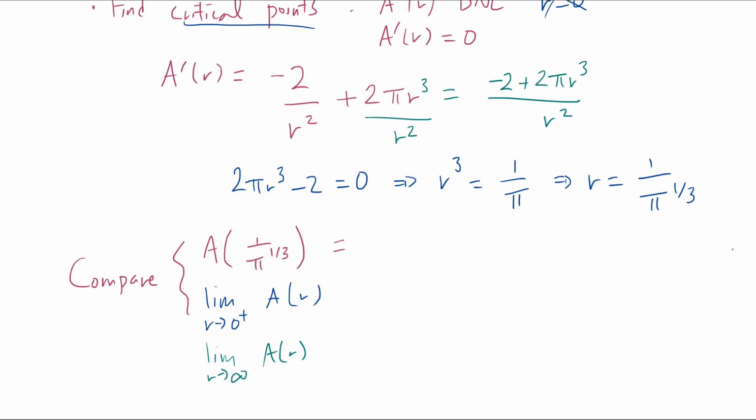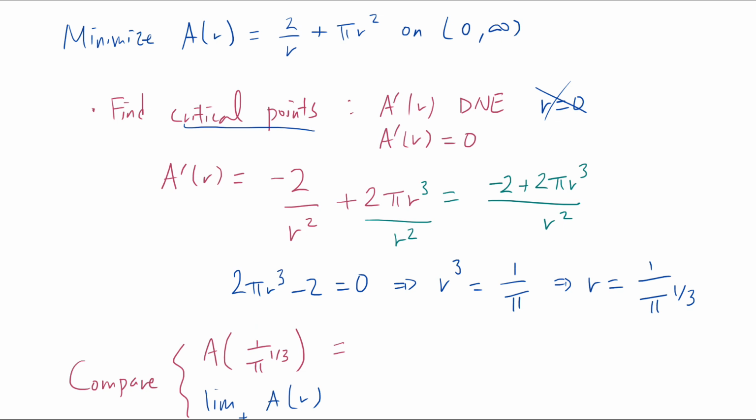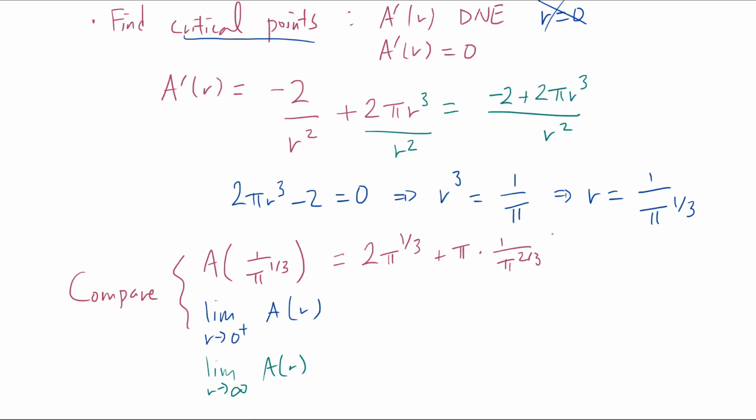So for the first one, what happens when I plug in 1 over pi to the 1/3 into this? Well, when you plug in 1 over pi to the 1/3 here, pi to the 1/3 is actually going to go up to the numerator. So we get 2 pi to the 1/3 plus pi times r squared. When I square this, I'm going to get times 1 over pi to the 2/3, right? I just raised this by 2. And I guess we can simplify this if we want. Pi divided by pi to the 2/3 is pi to the 1/3. So we have 3 times pi to the 1/3 for the first one.